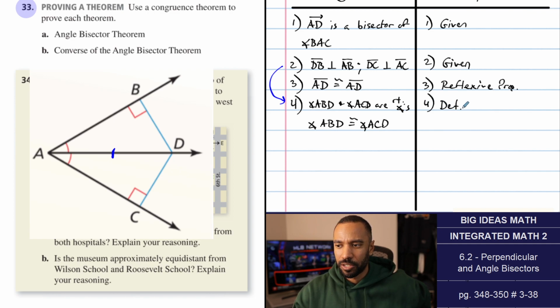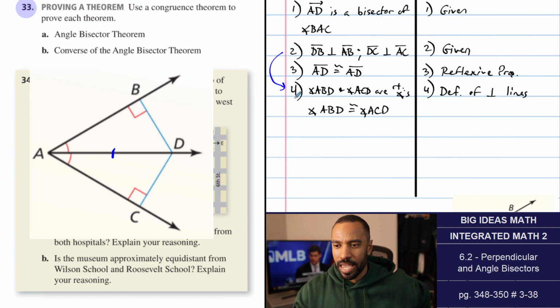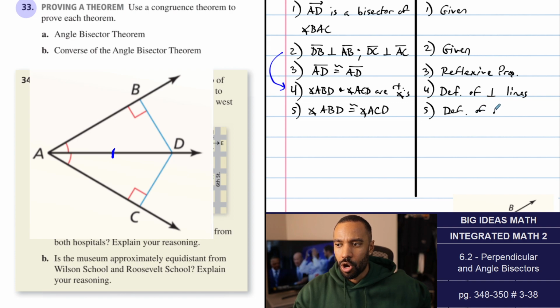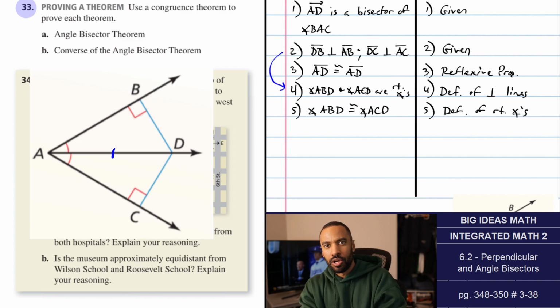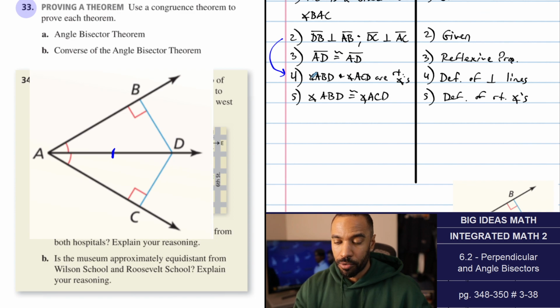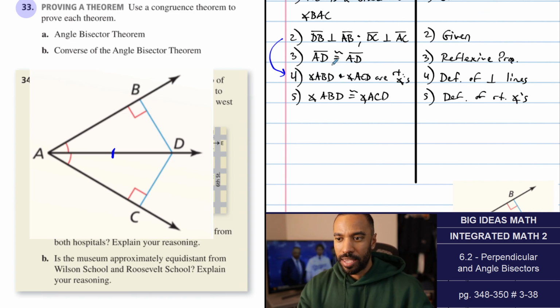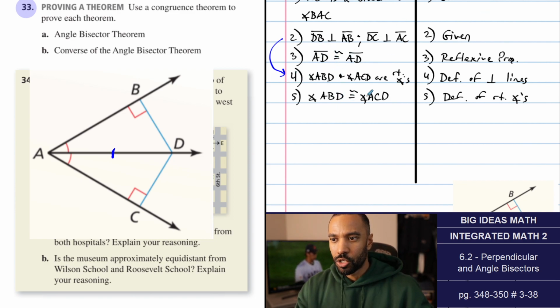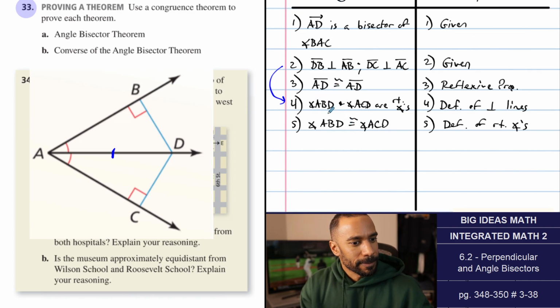This is the definition of perpendicular lines, right? So the perpendicularity leads to this. And then angle ABD is congruent to angle ACD by definition of right angles. All right angles are congruent. I think it's the right angle theorem, because we did the measures are equal, therefore, that kind of thing. They're 90 degrees, therefore they're equal. But now I can use congruent segments, congruent angles, and the bisector. I didn't even use that one.